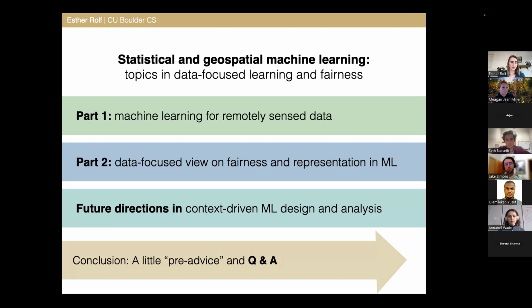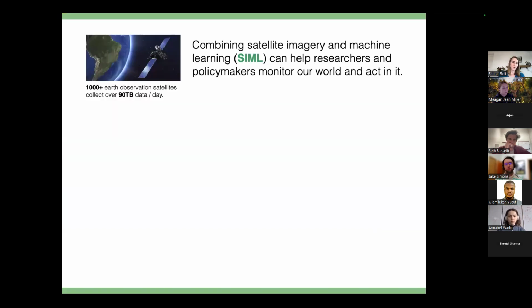So getting into the first part here, machine learning for remotely sensed data. There are currently over 1,000 satellites observing Earth. These are collecting over 90 terabytes of data every single day. And that's a ton of data to think about processing. It is a perfect setting for machine learning to come in and automatically process all of this data.